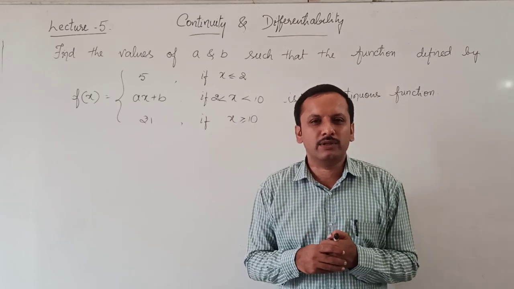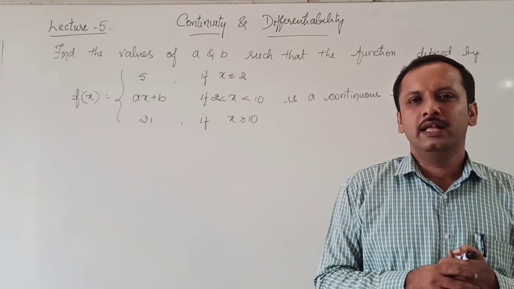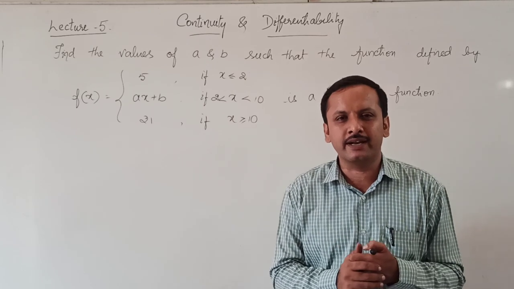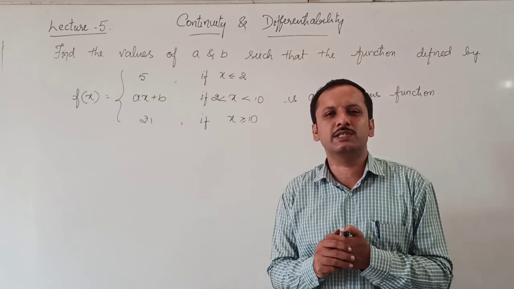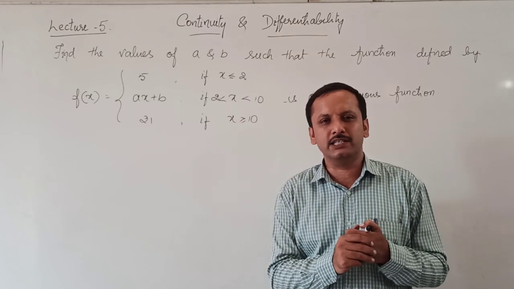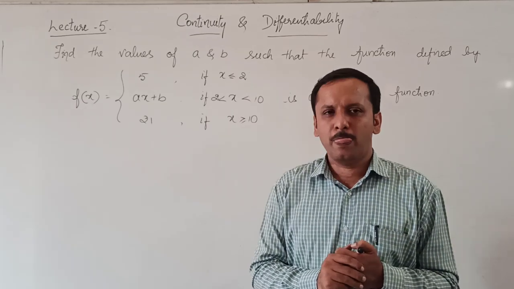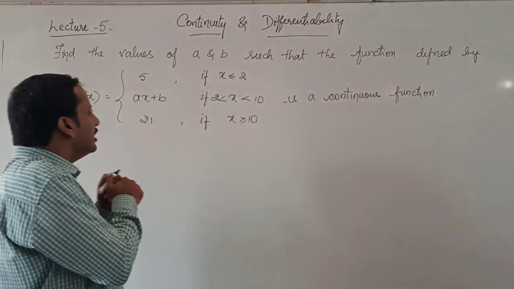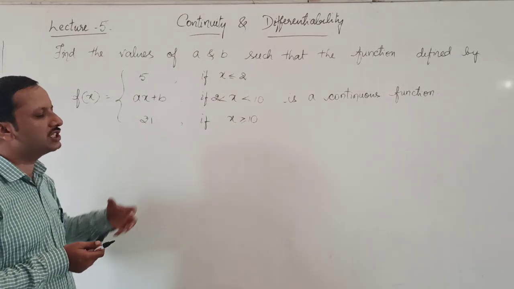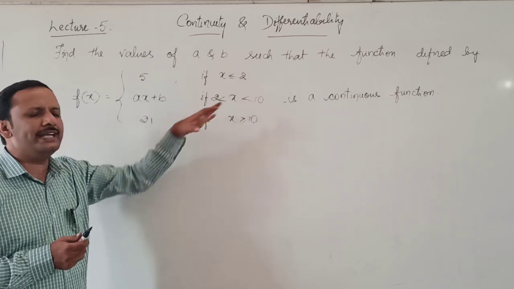So now they have given that this function is a continuous function. That tells us that it is continuous everywhere. In other words, it is continuous at each and every real point, at each and every real number. Okay. So now, in order to get the values of a and b, which points shall we take? We will take 2 and 10.